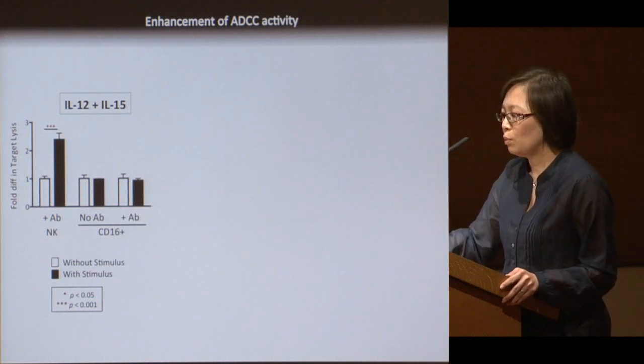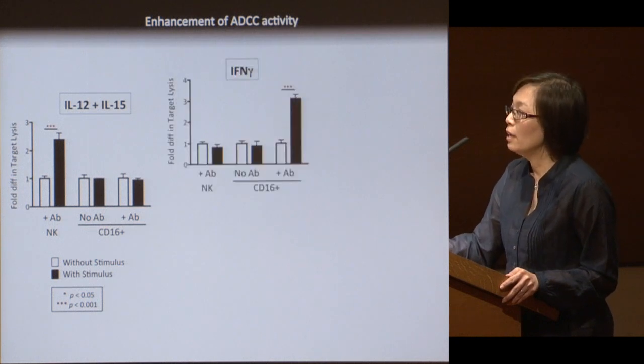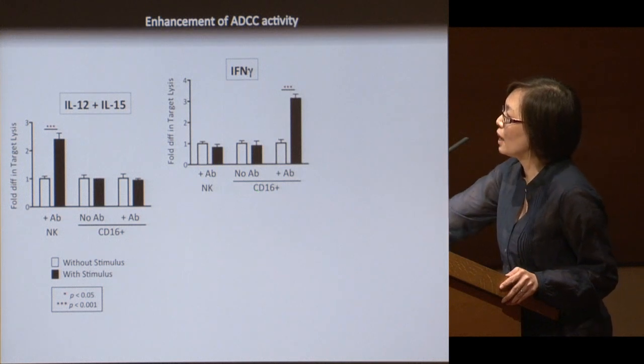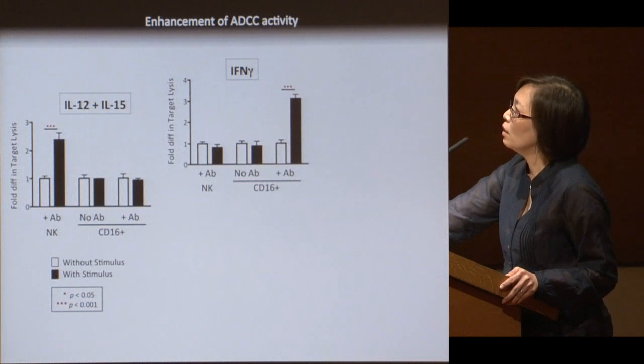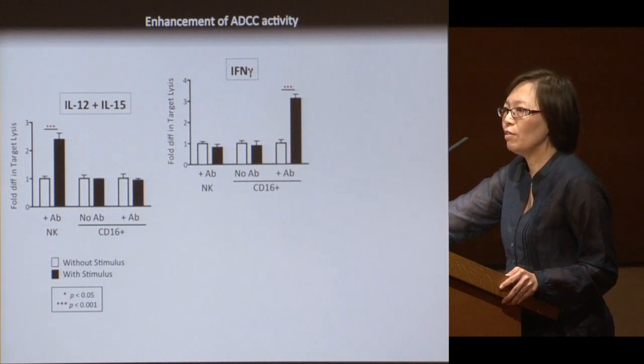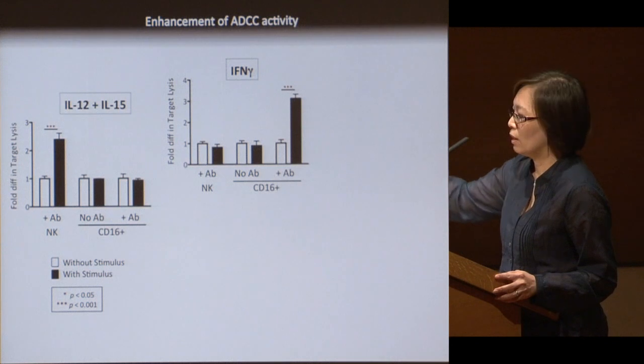However, if we use cytokines that can actually activate monocytes, now we see that the CD16 positive monocytes are able to enhance their ability to kill tumor cells. But in this case, it has to be tumor cells that have been coated with antibody. So it's not a very general activator of monocytes, but rather it has to be in the context of antibody coating of the tumor cells. And this has no effect on NK.